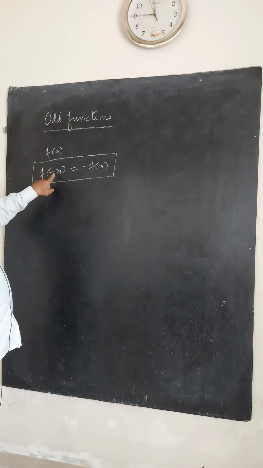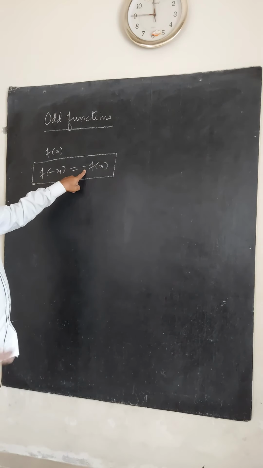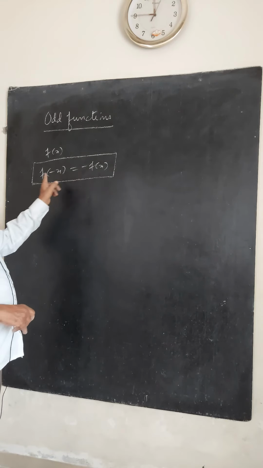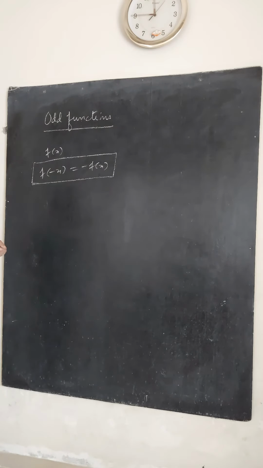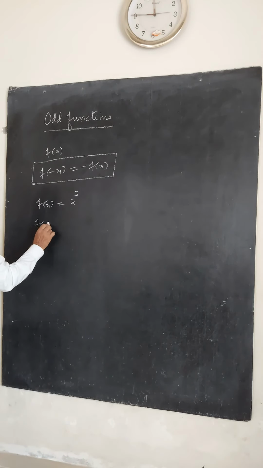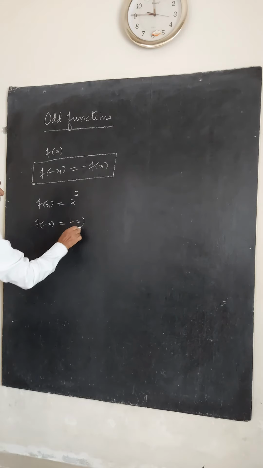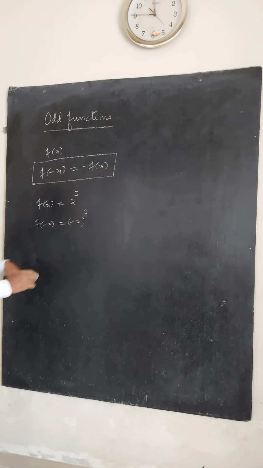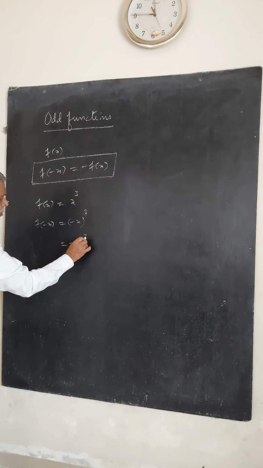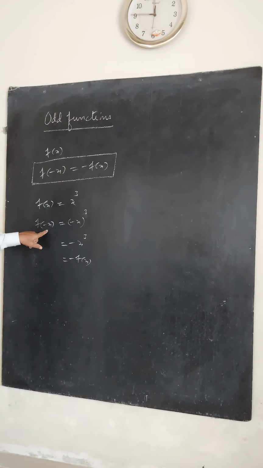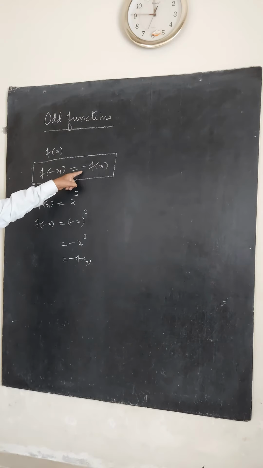If instead of x you give negative x, the function will bring a negative sign outside. That is called an odd function. Some examples: f of x equal to x cubed. Put f of minus x, it is minus x whole cubed. x comes 3 times, therefore negative, minus x cubed. What is x cubed? f of x. Minus f of x.